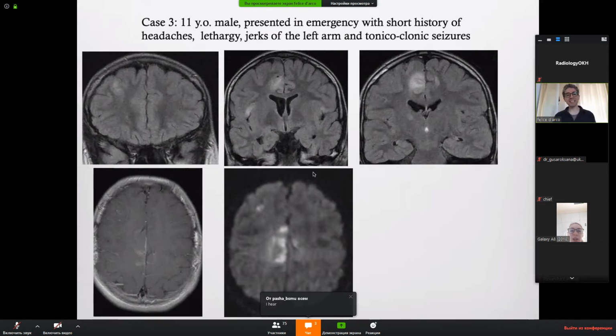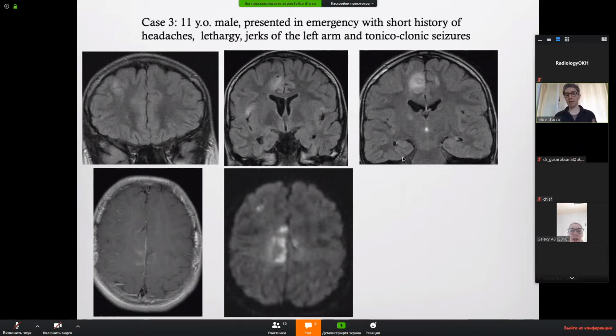Basically, in this case, note the distribution. Again, bilateral, again, asymmetric. So in this case, think of an infection, and there is a bit of patchy restriction. This is completely okay for a viral infection, but there is no basal ganglia involvement.